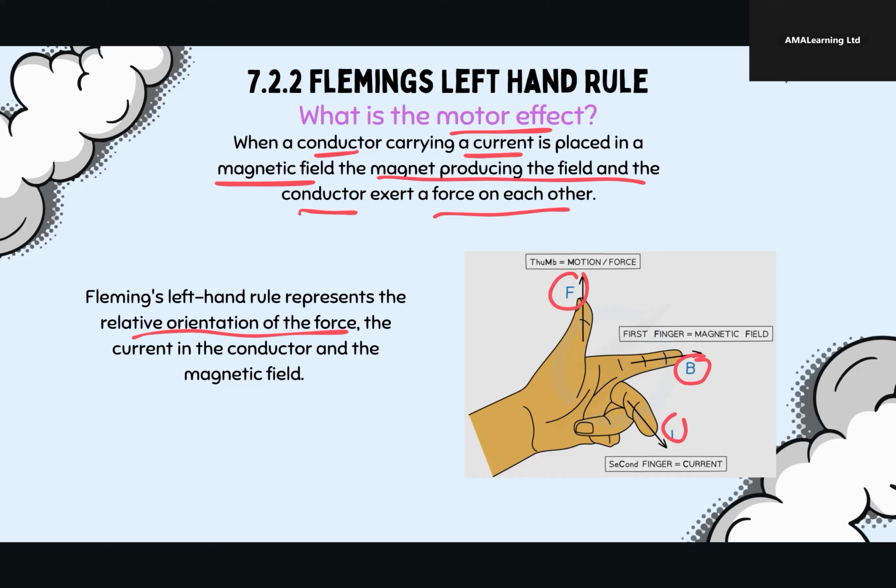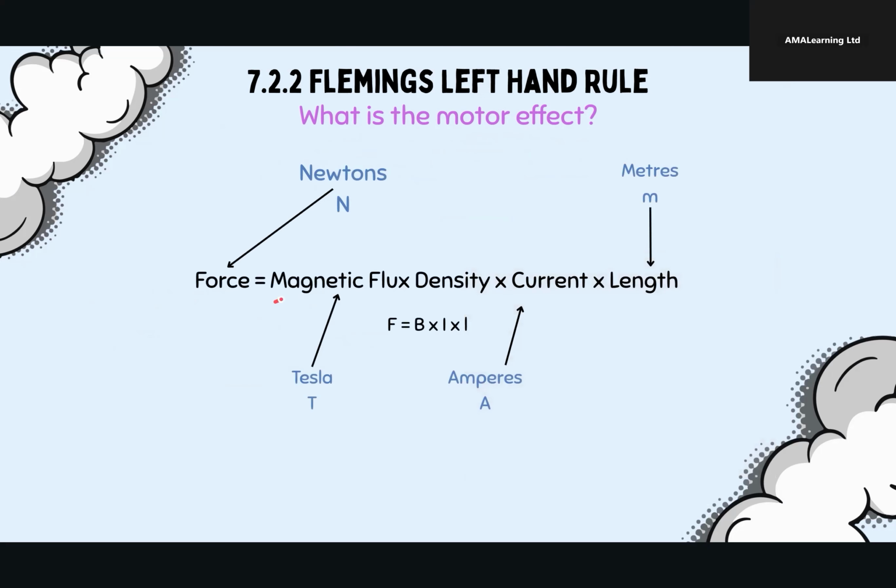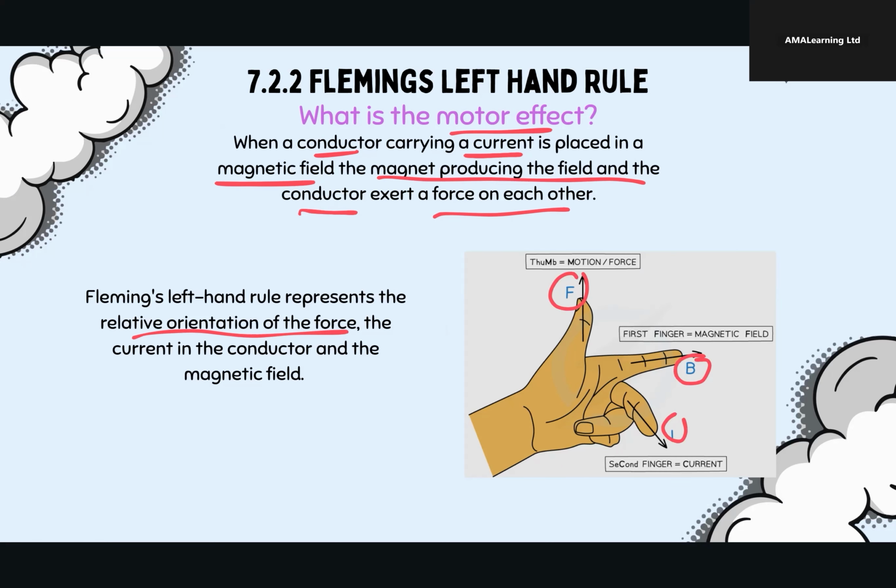First finger is F, which is the motion, the force. Second finger is B, which, as you'll see from this here, is magnetic flux density. So that's the magnetic field. And I, as we already know, is current. Now, let's go through this in a bit more detail.